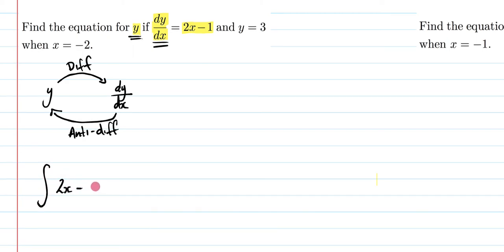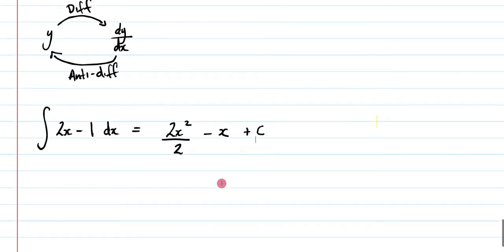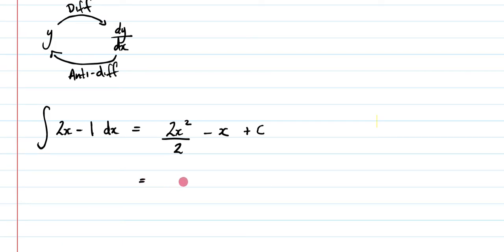The integral of 2x minus 1 dx. What is that going to be equal to? It's going to be 2x squared over 2 minus x plus c. That's what it's going to be equal to. I can then tidy that up a little bit. This is going to be x squared minus x plus c.